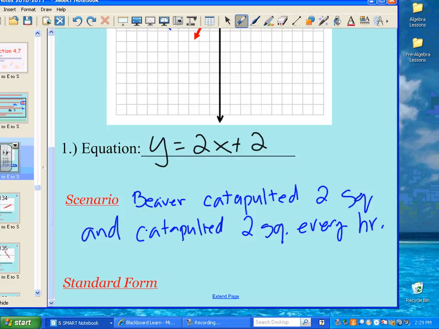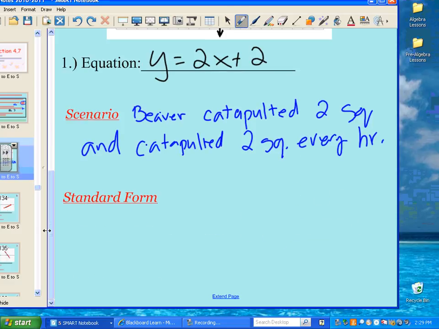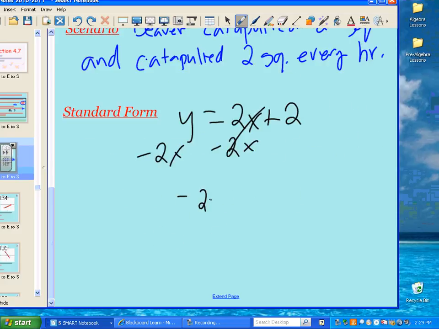Okay, last thing we have to do here, don't worry about labeling the graph because the point here is to make sure you can write an equation from a line that's already drawn. We need to put this in standard form. So we have y equals 2x plus 2. Kevin, what's the first thing we do to put this in standard form? Good. Subtract 2x from both sides. So we have negative 2x plus y equals 2. Madison, how do we get rid of the negative? Good. Multiply everything by negative 1. So we have 2x minus y equals negative 2, and that is in standard form. Any questions on number 1?